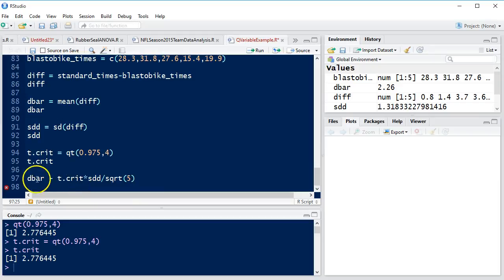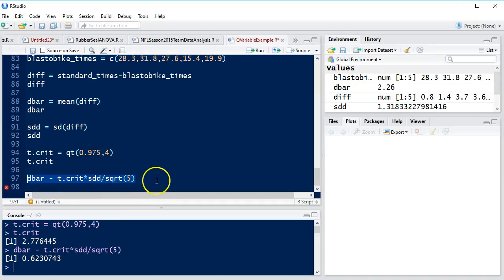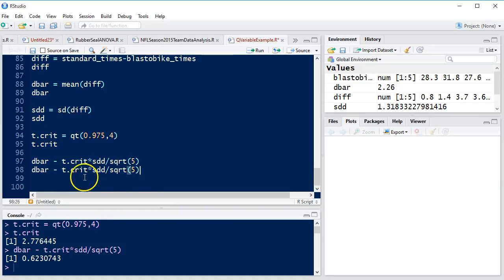All right, so now I have my margin of error. I'm subtracting it off my point estimate, d bar, and this will give me my lower bound, which is 0.623043. And if I want to find the upper bound, I can just copy this line and just change this to adding my margin of error. And I get an upper bound of 3.8969 minutes.